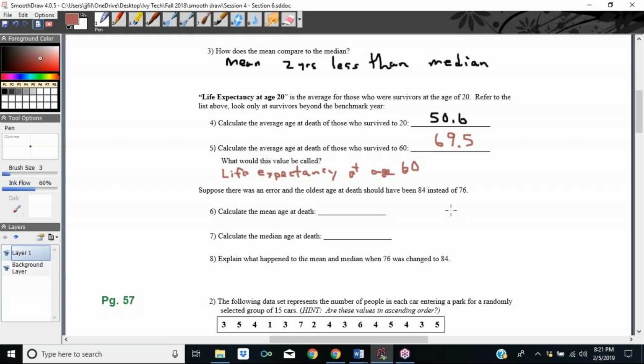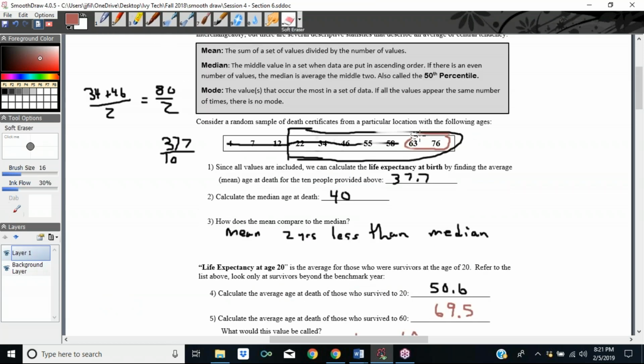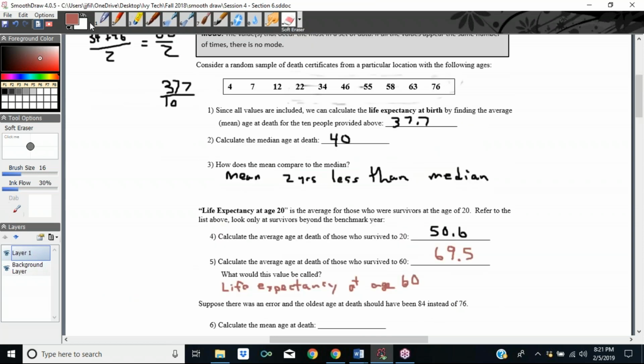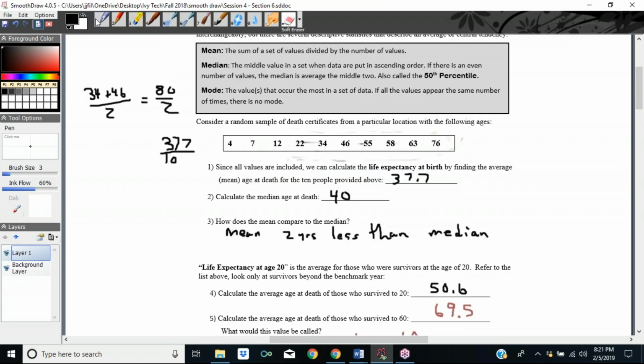So now let's see. Now we have calculate. It says, suppose there was an error and the oldest age of death should have been 84 instead of 76. So let's look back at this information here. I need to get rid of all my markings. So now we're saying what would happen if they made a mistake and this 76 was actually supposed to be an 84. So let's cross out the 76 here. Oops. And throw an 84 in.